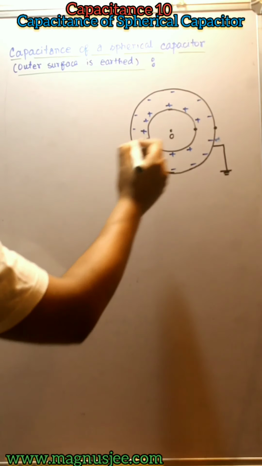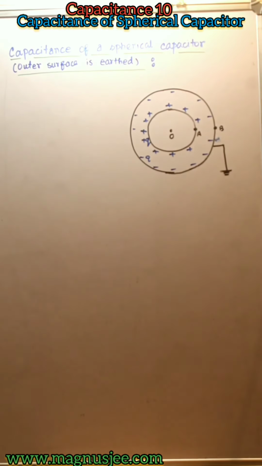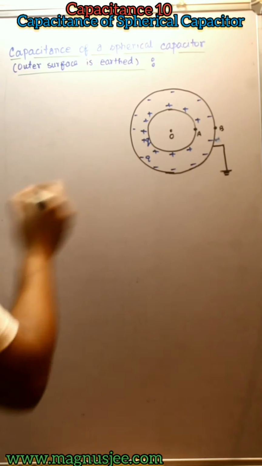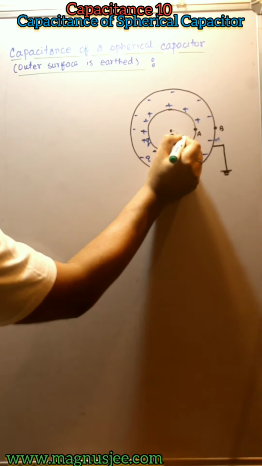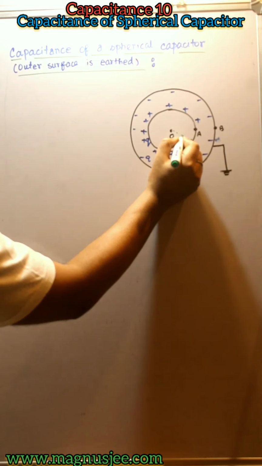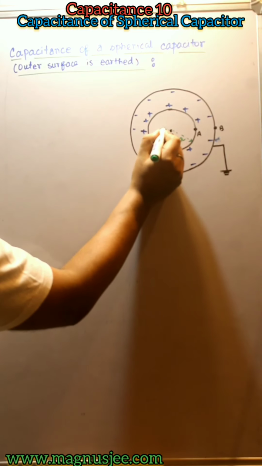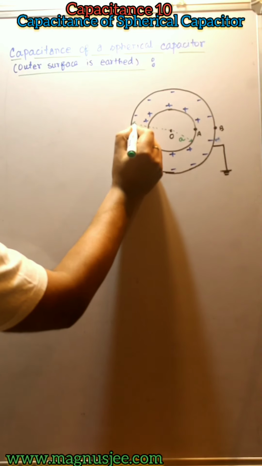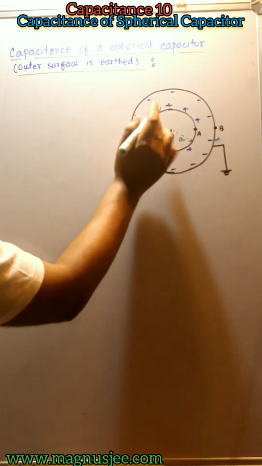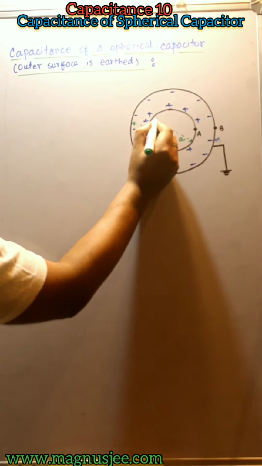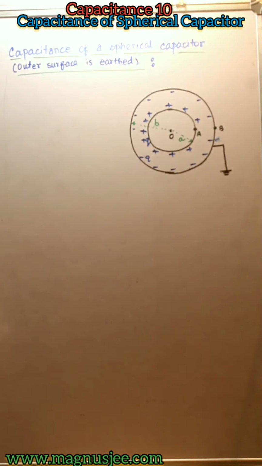Let O be the center, and we consider two points A and B on the surface of the two spherical shells A and B. Small a is the radius of the shell A, and small b is the radius of the outer shell B.